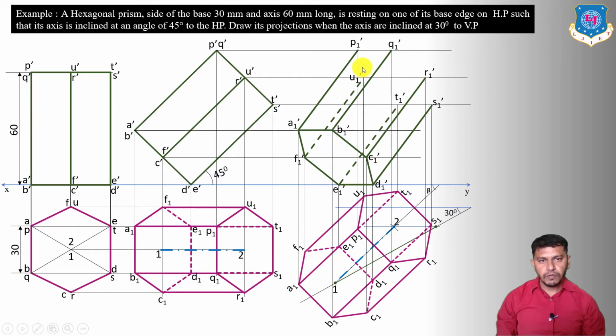Okay, now we have to draw the top face. So top face edge PQ is going to be visible, QR visible, RS visible, ST is going to be hidden, TU is also going to be hidden, and PU is also going to be hidden. So this is our final front view and final top view in the third stage, having axis inclined at an angle of 30 degree to the vertical plane.